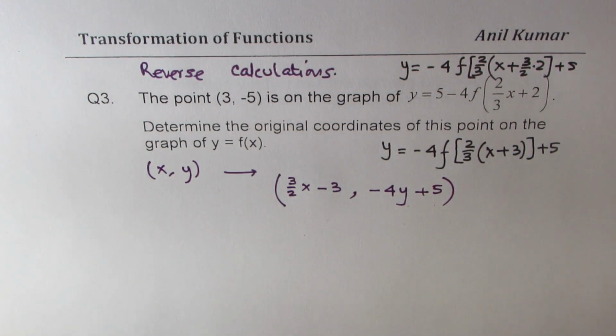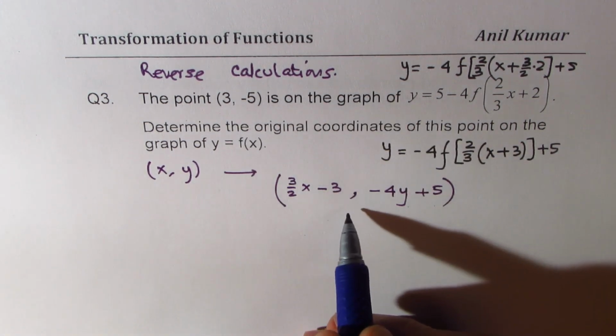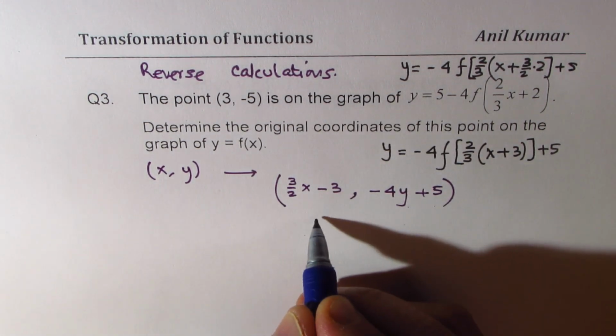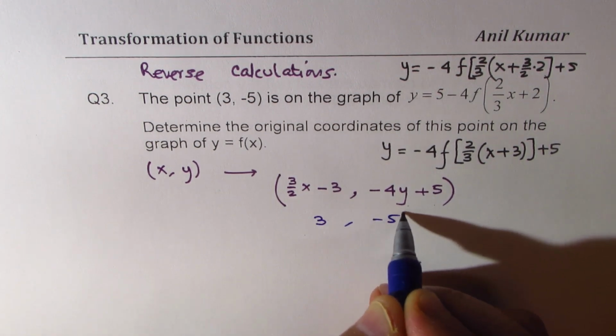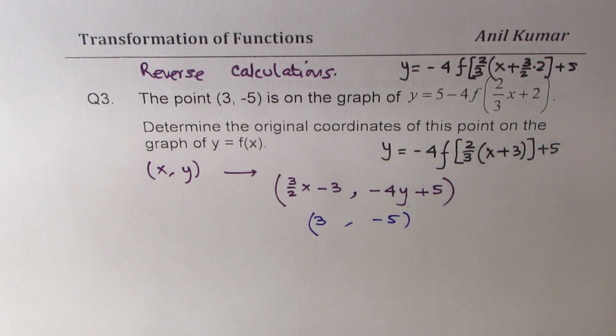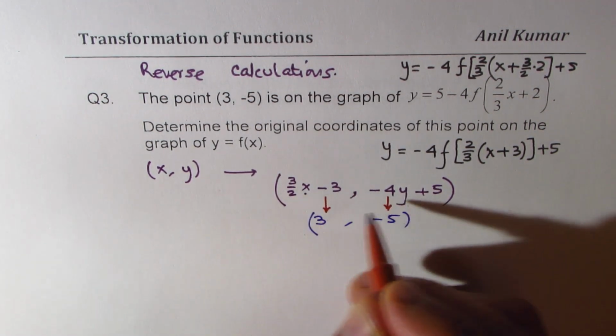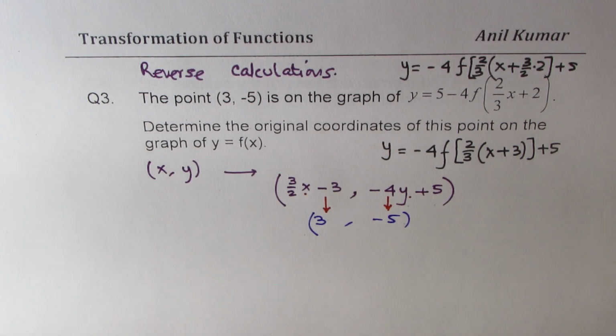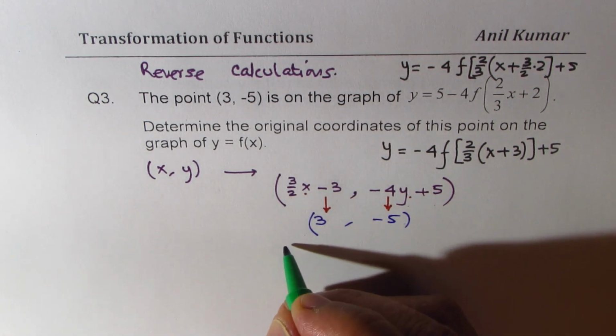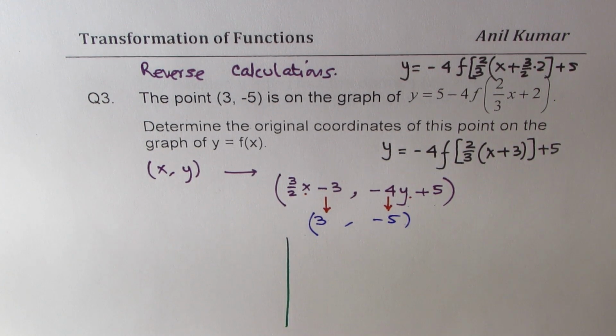So in this particular case, what we are given really is that the point lies on the transformed function. The point is (3, -5), so it is on this transformed function. Do you see that? So we have to get the original x and y values, correct? That is important to understand. So we need to solve backwards.